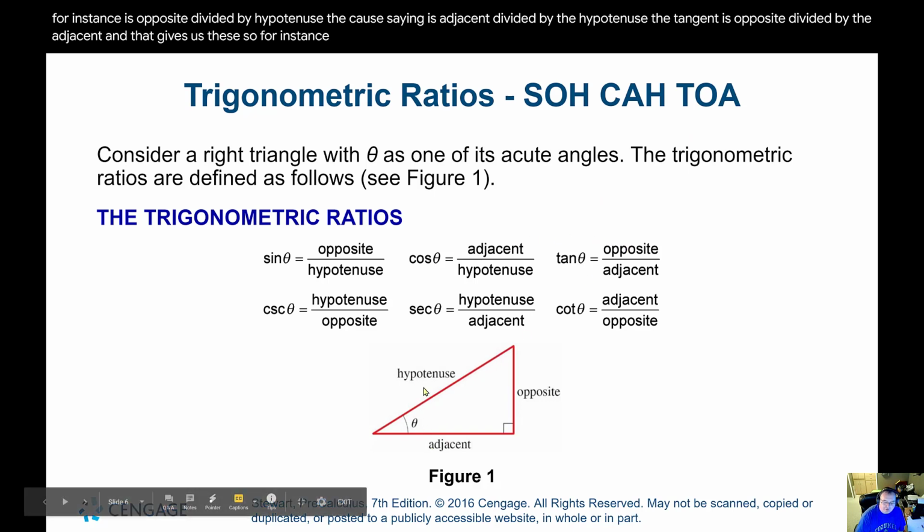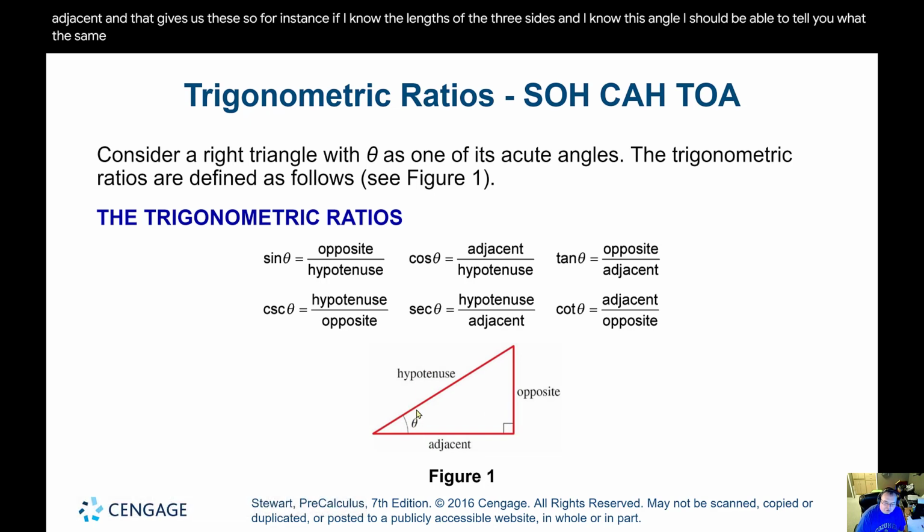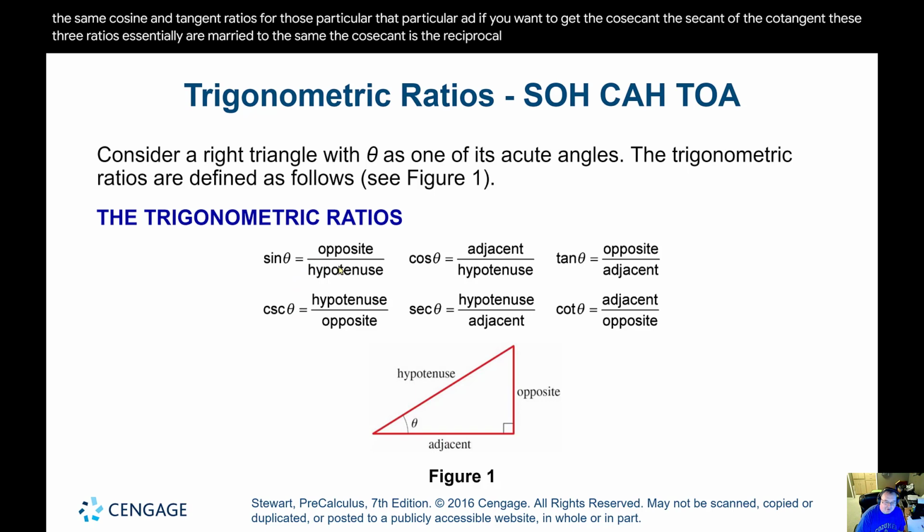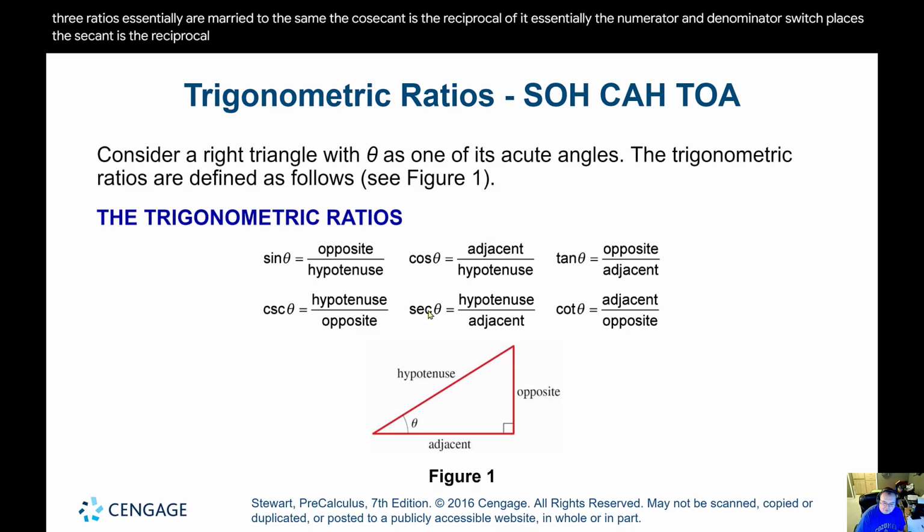So for instance, if I know the lengths of the 3 sides and I know this angle, I should be able to tell you what the sine, cosine and tangent ratios for that particular angle are. Now, if you want to get the cosecant, the secant or the cotangent, these 3 ratios essentially are married to the sine. The cosecant is the reciprocal of it. Essentially, the numerator and denominator switch places. The secant is the reciprocal of a cosine, so the ratio you get here is hypotenuse over adjacent, and the cotangent is the reciprocal of the tangent. Opposite over adjacent now becomes adjacent over opposite.